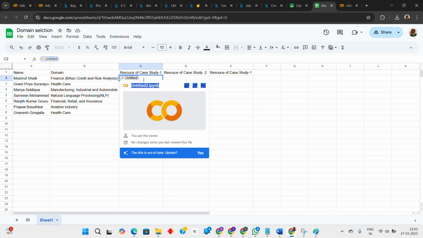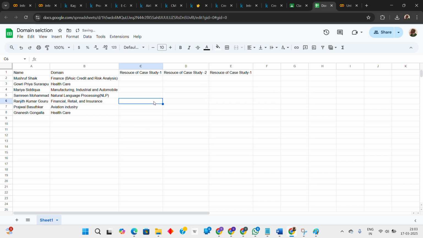You can fill in this sheet. For example, Gauri, Priya and Jnanish all selected healthcare as their interested area. In this case, if there is any commonality, try to discuss what case studies you are working on. If they are the same, then try to solve the other one.